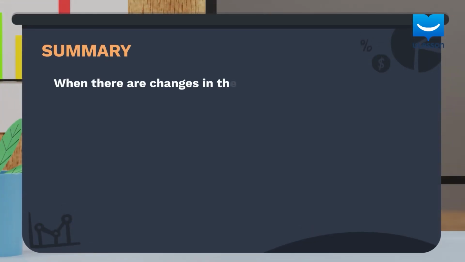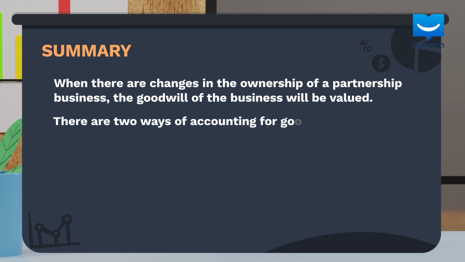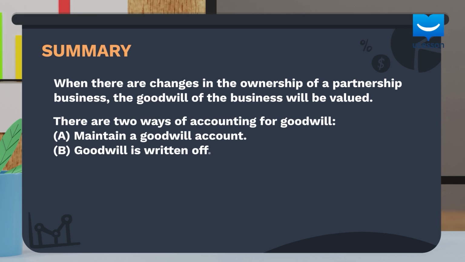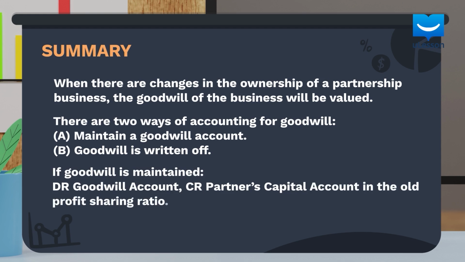When there are changes in the ownership of a partnership business, the goodwill of the business will be valued. There are two ways of accounting for goodwill under the scenario. One is to maintain a goodwill account. The other is to write it off. If the goodwill account is maintained, the accounting entry will be to debit the goodwill account and credit the partner's capital accounts using the old profit sharing ratio.